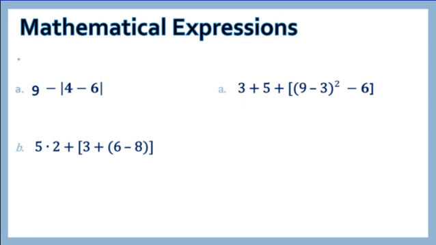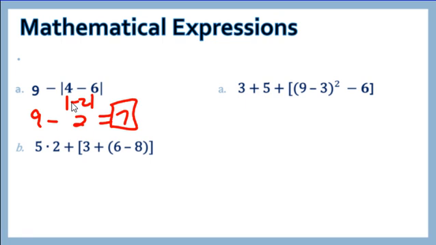Let's look at an example. Here we have some expressions. 9 minus the absolute value of 4 minus 6. I need to do the problem inside the absolute value first. So 4 minus 6 is a negative 2. The absolute value of a negative 2 is a positive 2. 9 minus 2 would give you 7. So that would be our answer.